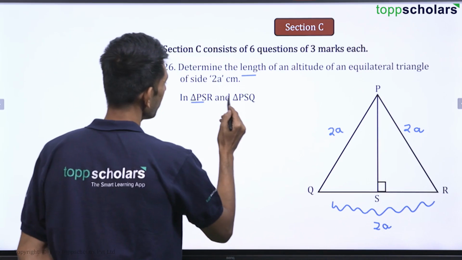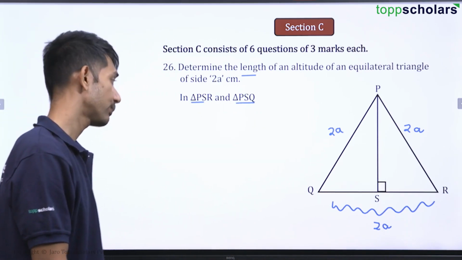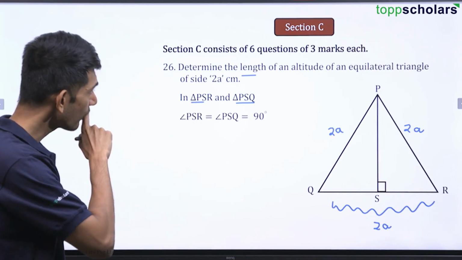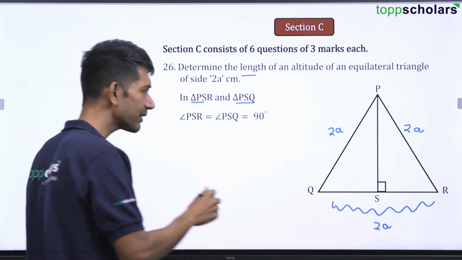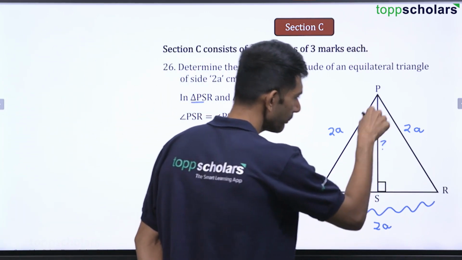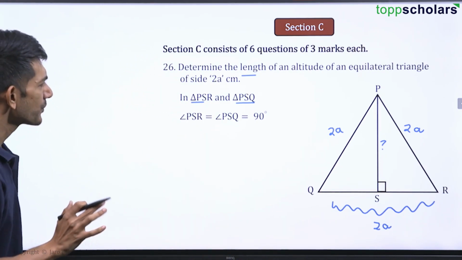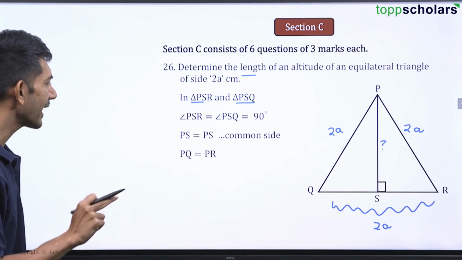So in triangle PSR and triangle PSQ, firstly, what we can do, we can try to prove the two triangles congruent, right? Not only that, if you see, what are we supposed to find out? We are supposed to find out the altitude. So what is the altitude over here? Can I say PS is the altitude? So we are supposed to find out the length of PS. Now this is very simple. There are multiple ways of doing this. Firstly, what you can do is you can prove the two triangles congruent.